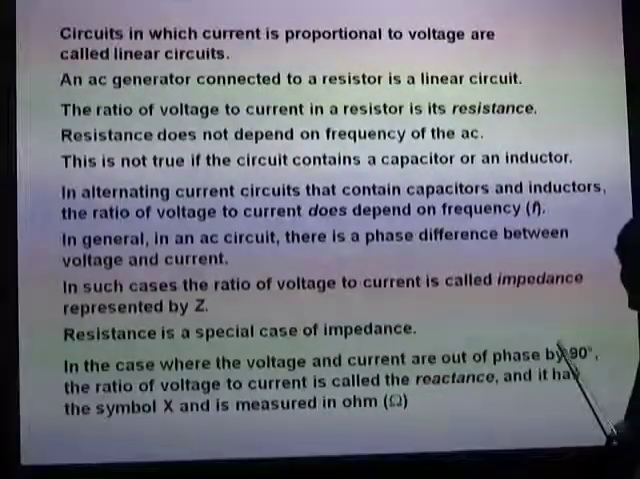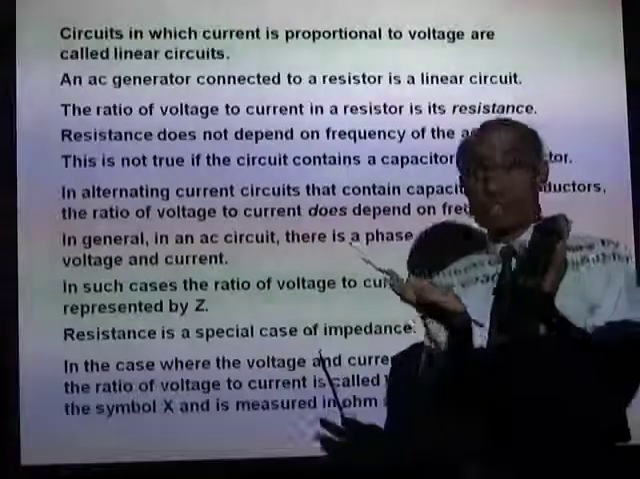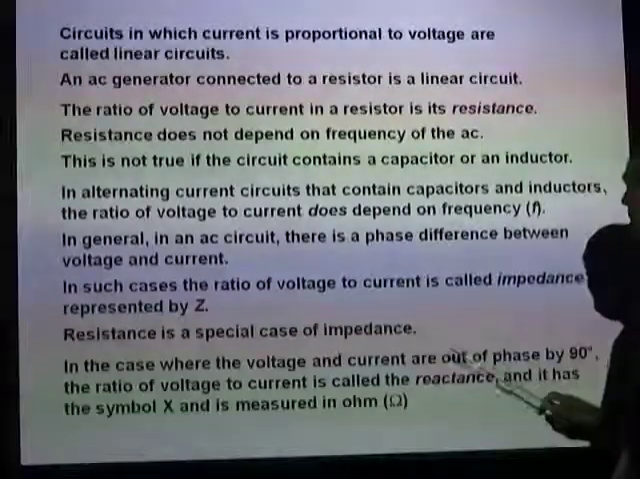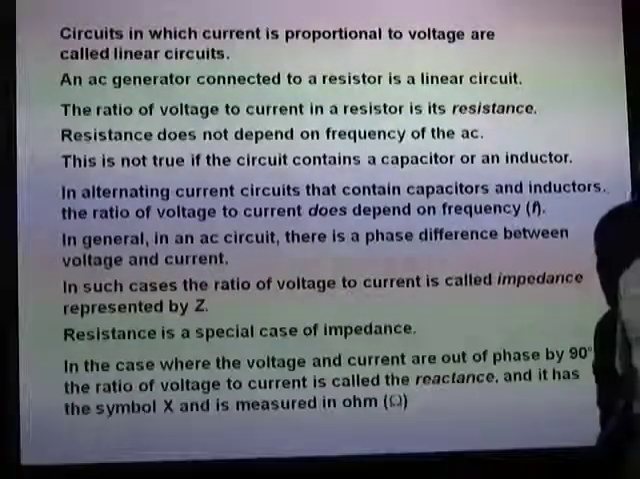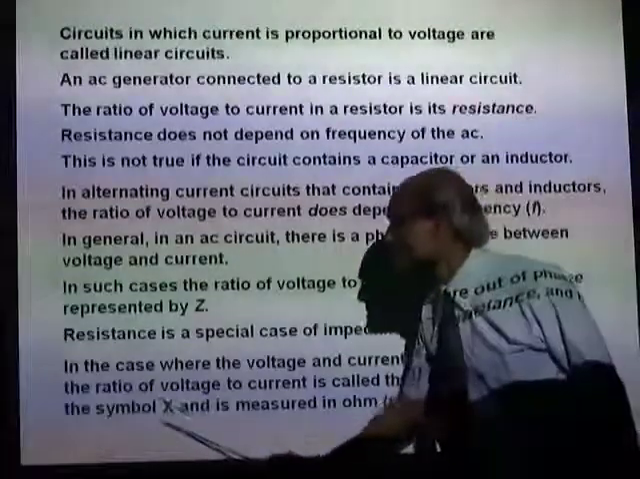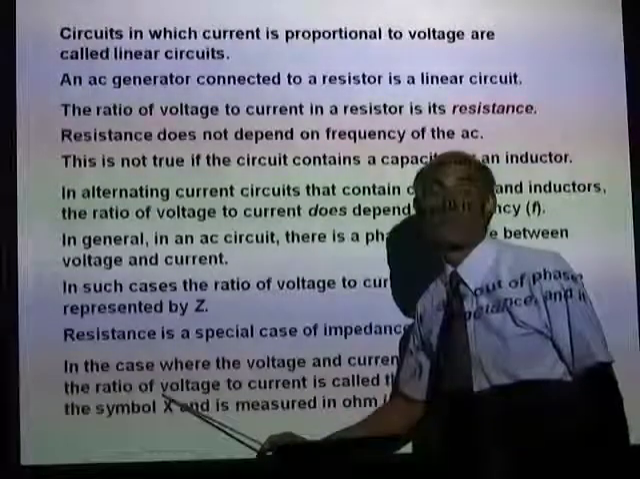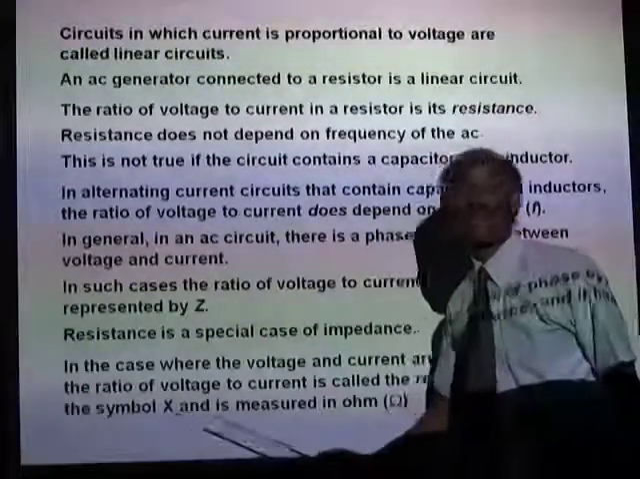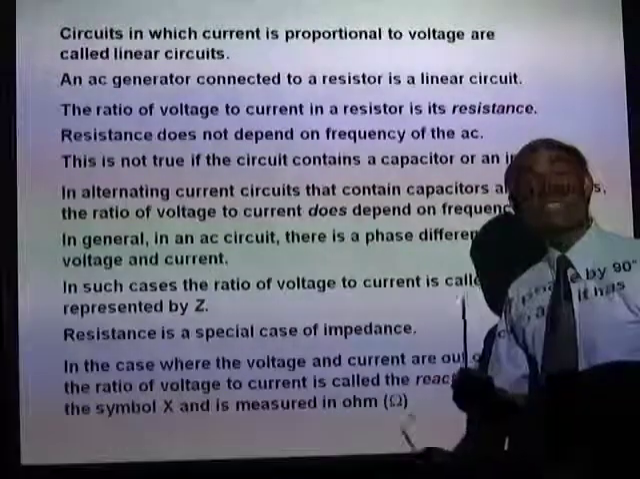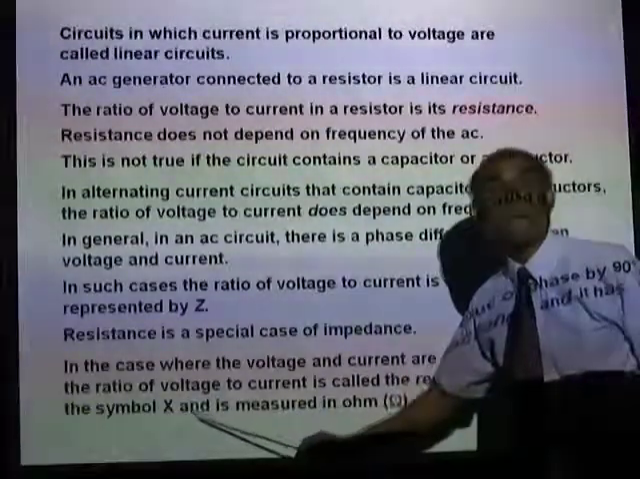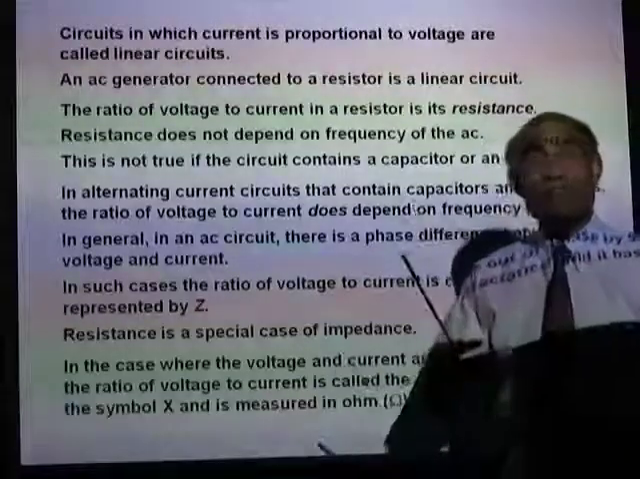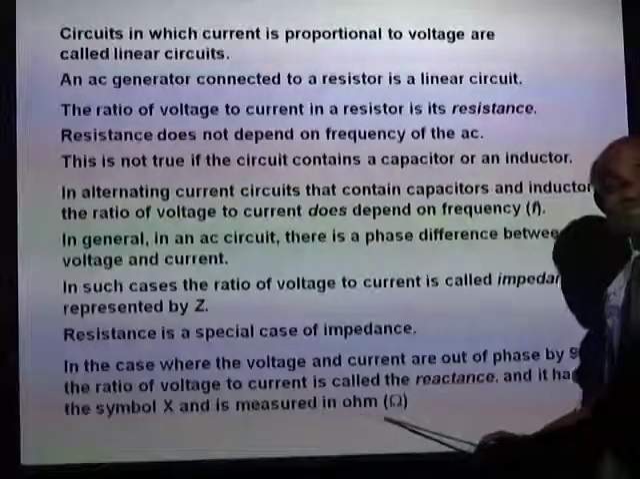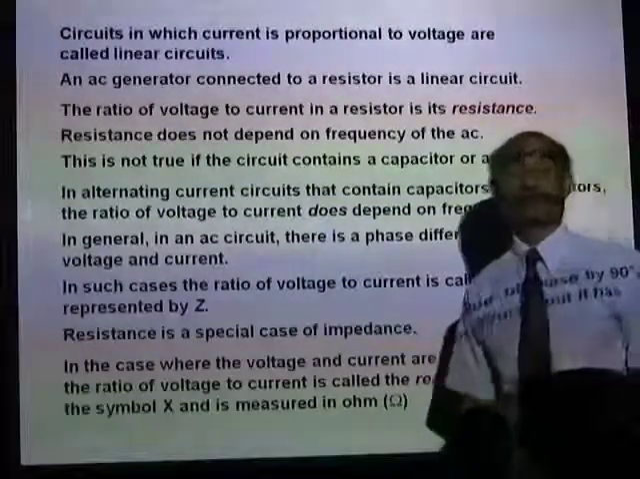If the phase difference is 90 degrees, that means the voltage and current are out of phase by 90 degrees, then that impedance is called the reactance. The reactance will be represented by uppercase X. The reactance of a capacitor will be written as X sub C, and the reactance of an inductor will be written X sub L. If you remember, we used L for inductance of a coil. And it is measured in the same unit as resistance, namely ohms.